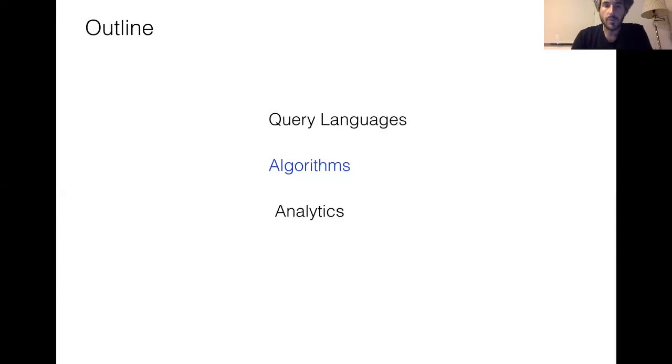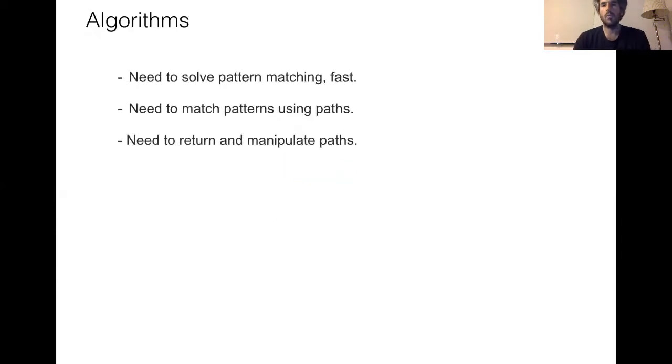Okay, so algorithms. So what have we learned basically with this very quick review on graph query languages? So there are three things that we need to be doing. We need to solve pattern matching fast, of course. This is the basic building block. We need to be able to match patterns that also use paths.